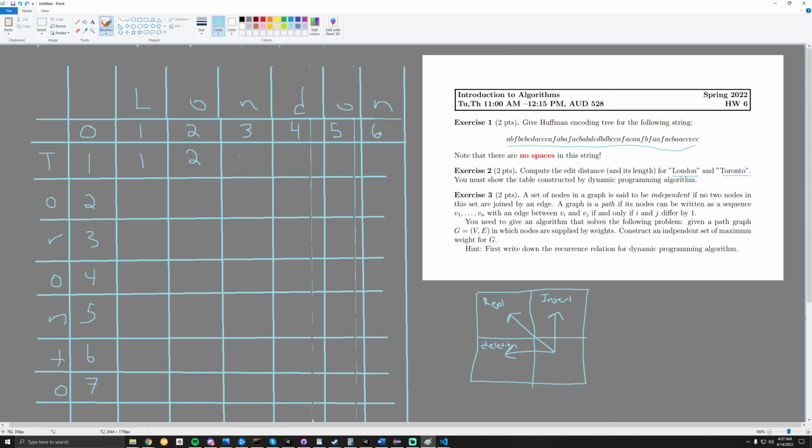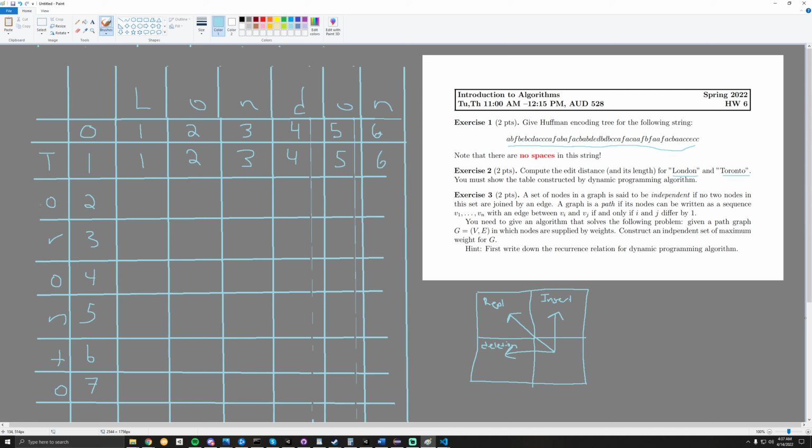LON to T, again, it doesn't match, so 3. D doesn't match, 4. O doesn't match, 5. N doesn't match, 6. So to convert London into T would be the same thing. It would also cost 6 operations because T doesn't help us. It doesn't get us any closer to London because we have to replace it anyways.